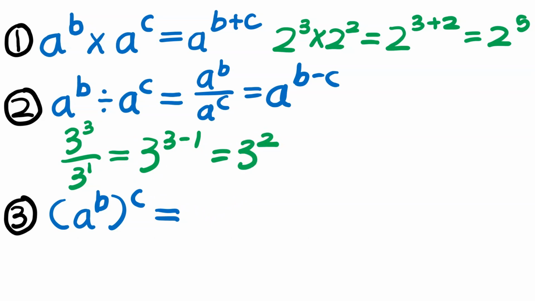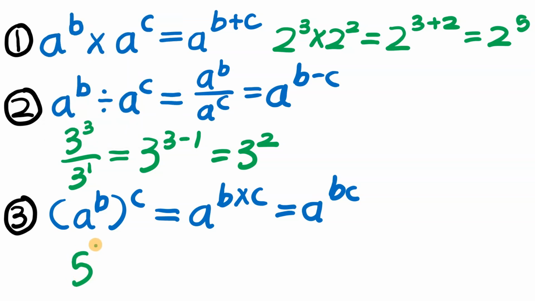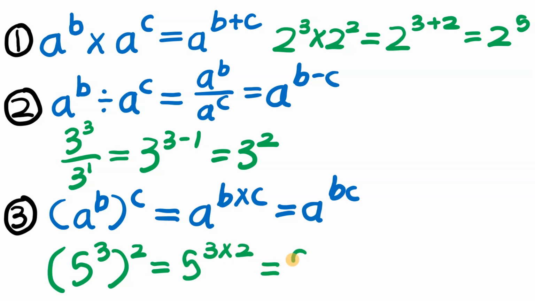Okay, the third indices law is if you have a to the power of b and all of this is to the power of c, you can multiply the b and the c together, so it's a to the power of b times c, which is obviously a to the power of bc. We can write it like this as well. So for example, let's say that we had 5 to the power of 3 and all of this was to the power of 2. This is equal to 5 to the power of 3 times 2, which is 5 to the power of 6.